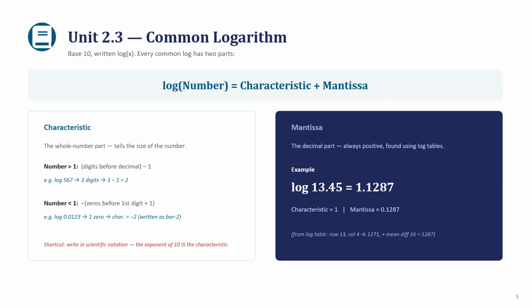Every common log has two distinct parts, the characteristic and the mantissa. The characteristic is the whole number part before the decimal point, and it represents the scale or size of the number. A quick shortcut to find it is to write the number in scientific notation. The power of 10 is your characteristic. The mantissa is the decimal part. It is always positive, and we find its value using a log table. For example, in log of 13.45 equals 1.1287, the characteristic is 1, and the mantissa is 0.1287.